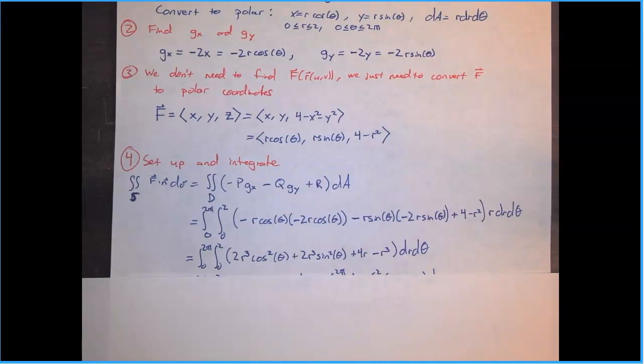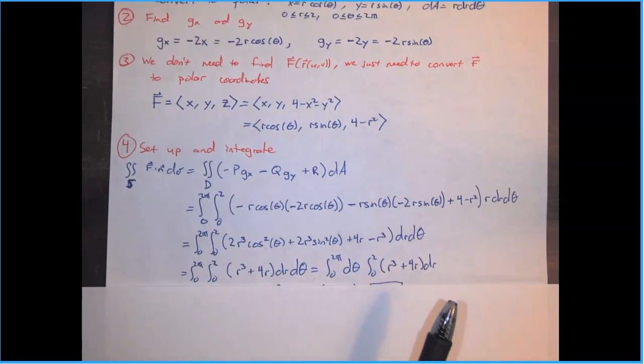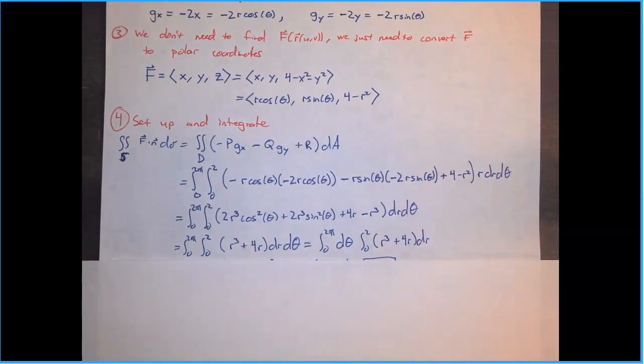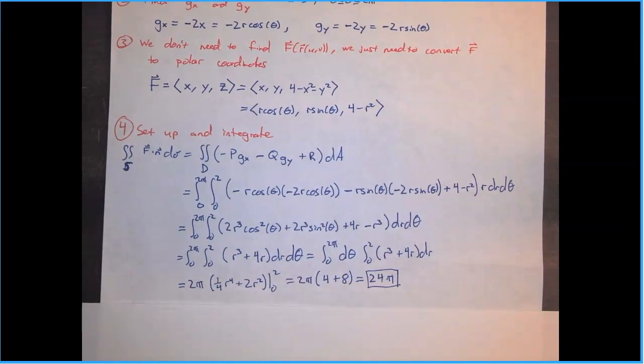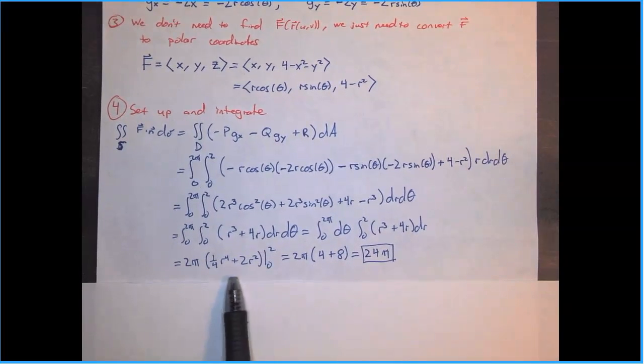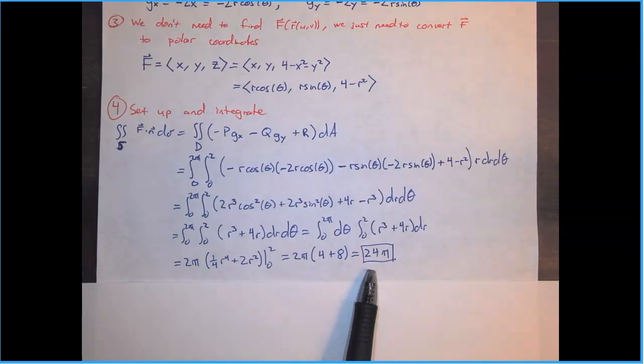And now I'm just going to multiply everything together, distribute that r to everything. I get 2r cubed cosine squared plus 2r cubed sine squared. So this is just 2r cubed plus 4r minus r cubed. 2r cubed minus r cubed just gives me r cubed. So I'm integrating r cubed plus 4r. I can separate this integral, so that's going to be 2 pi times this integral when I integrate. And then I just integrate, plug in my bounds, get my answer of 24 pi.